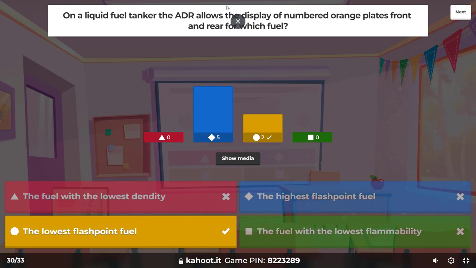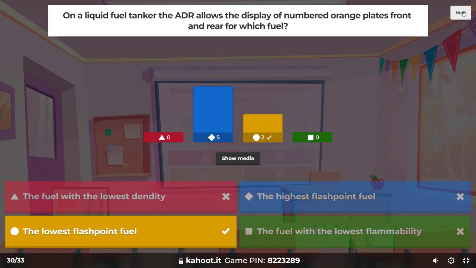On a liquid fuel tank, the ADR allows to display the numbered orange plates front and rear for which fuel? You're getting your highest and lowest flash points confused, yeah? Yep. What's more dangerous, diesel or petrol? Petrol. Because it has a very, very low flash point, minus 40, isn't it? Wasn't it minus 65? Sorry? What's minus 65? I thought that was... diesel is plus 65. Oh, all right.